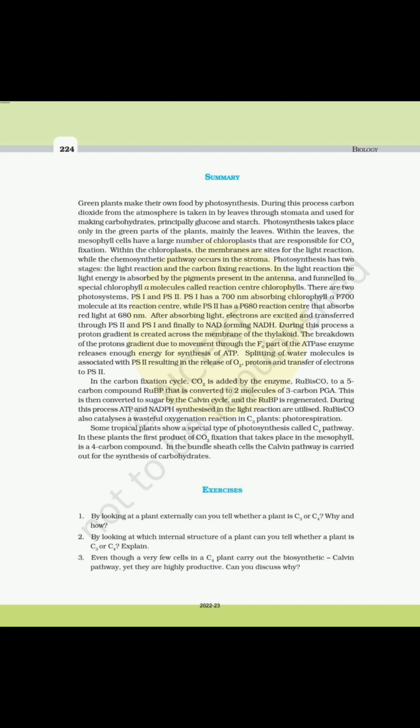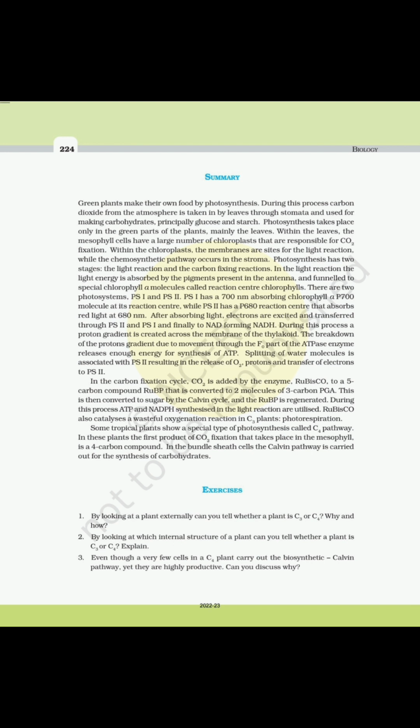After absorbing light, electrons are excited and transferred through PSII and PSI and finally to NADP, forming NADPH. During this process, a proton gradient is created across the membrane of the thylakoid. The breakdown of the proton gradient due to movement through the F0 part of the ATPase enzyme releases enough energy for synthesis of ATP.